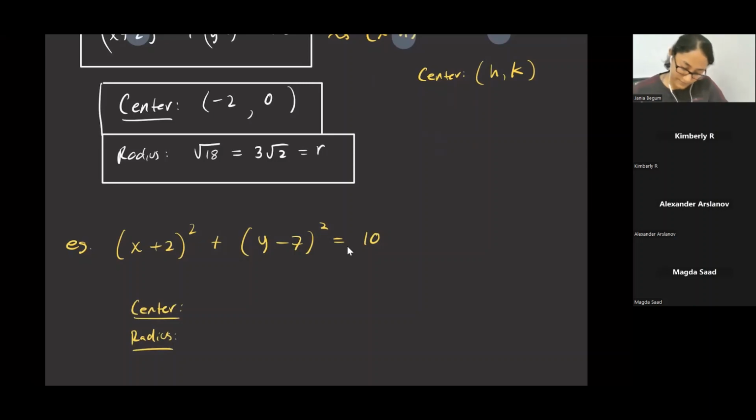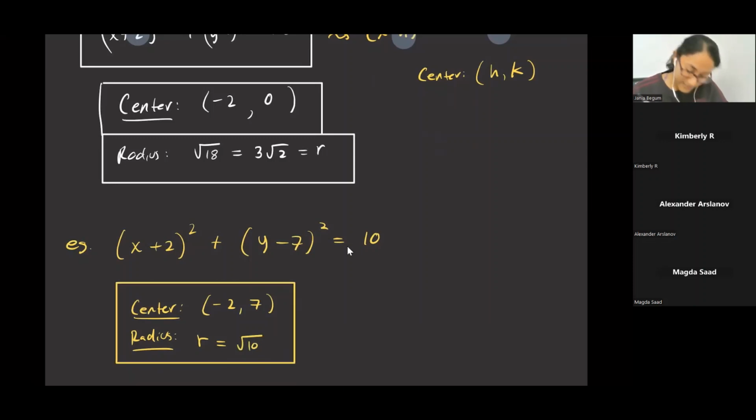The center would be (-2, 7). And then the radius is the square root of 10. Exactly. There you go. So once you have it in standard form, it's easy to identify.